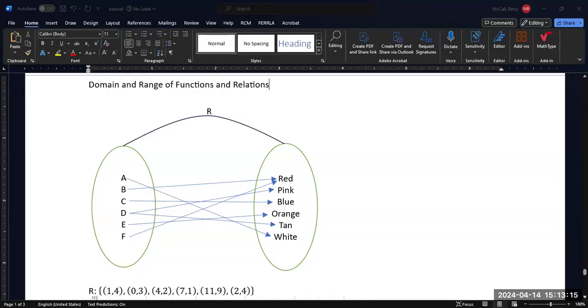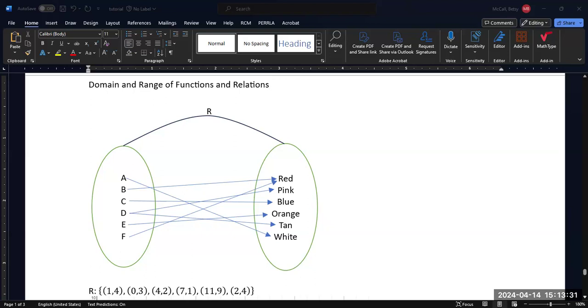Okay, so in this video, we're going to be looking at finding the domain and range of functions and relations. And so we're going to reuse some of the examples I've used in a previous video to determine whether a relationship was a function or just a relation.